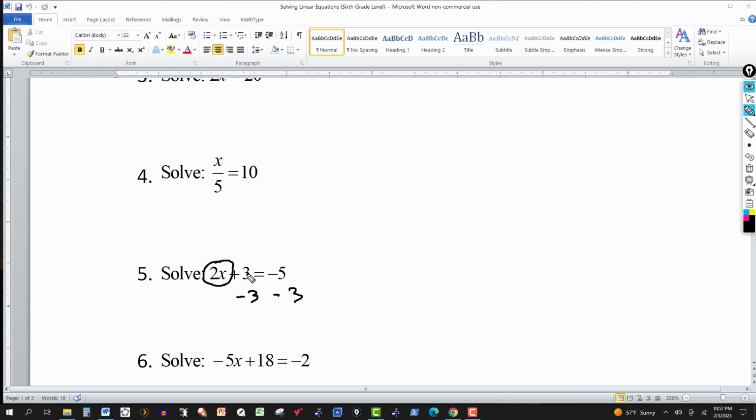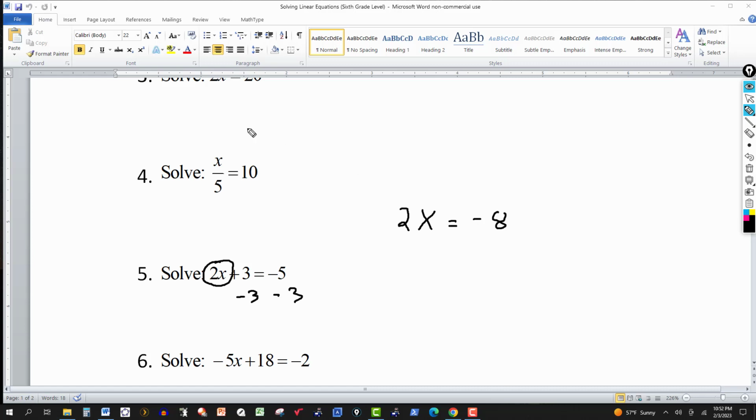So now, 3 and negative 3, those are opposites. Those cancel. So on the left side, I'm left with 2x. Those cancel here, and then a negative 5 and a negative 3. When the signs are the same, you got to know your rules for signed numbers. Negative 5 and a negative 3, bring down the sign, add the numbers. 5 and 3 is 8. So this is equal to negative 8.